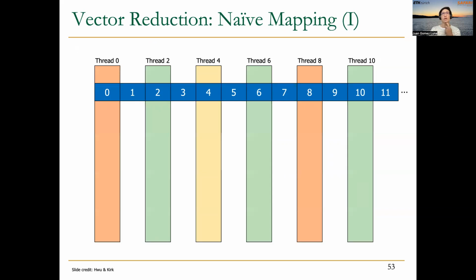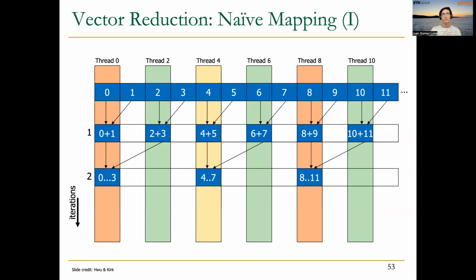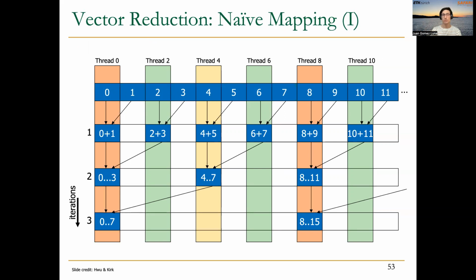If we assign threads like this, such that thread 0 adds elements 0 and 1, thread 2 adds elements 2 and 3, and so on and so forth, we see that half of the threads are already not working from the very beginning, and they keep retiring over iterations. This is a vector reduction with a tree-based approach that we are going to cover in a lot of detail in a later lecture for the corresponding parallel pattern.